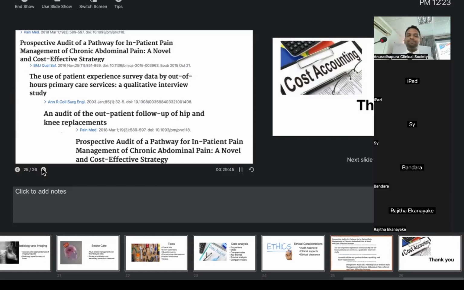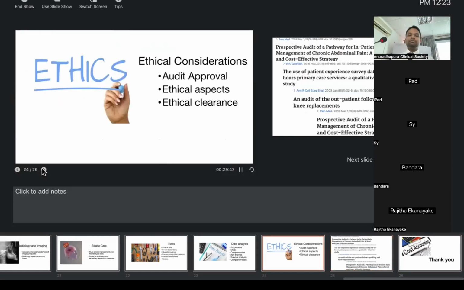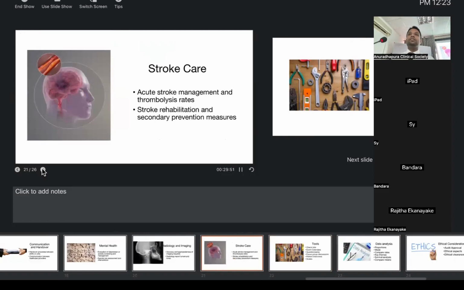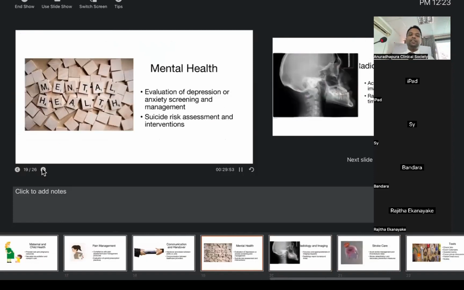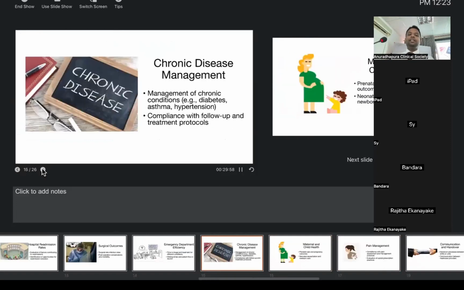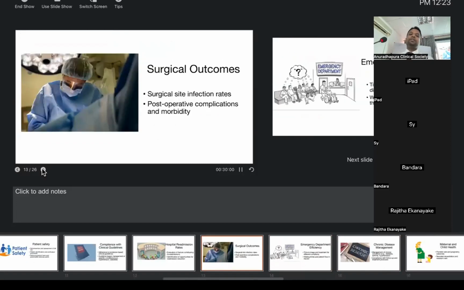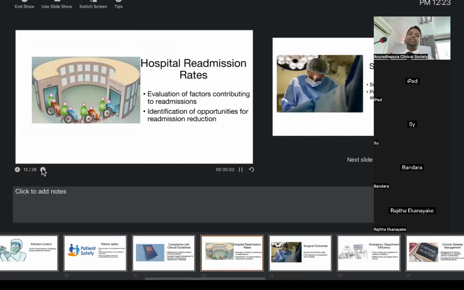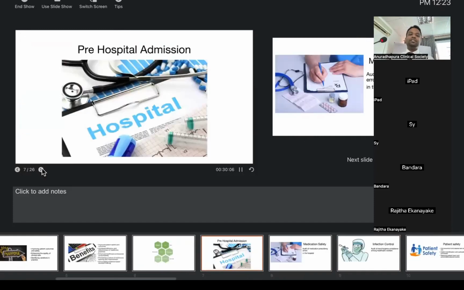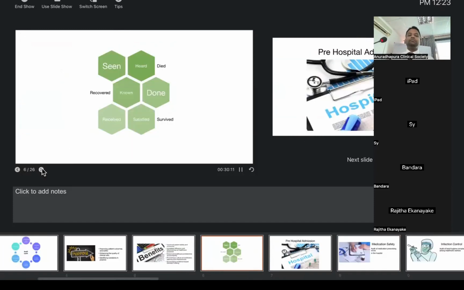If I summarize, think about ethical aspects. You can do audits on stroke care, radiology, mental health, communication and handover, pain, maternal and child health, chronic disease management, emergency department, surgical outcomes, hospital readmission rate, compliance, patient safety, infection control, medication safety, pre-hospital admissions, public health and community awareness. And if I forget all other theories, this is the most important thing.